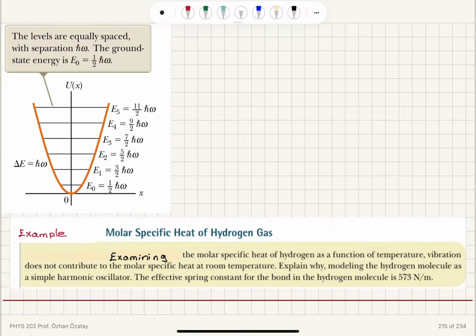Now we will look at an example, molar specific heat of hydrogen gas. Examining the molar specific heat of hydrogen as a function of temperature, we see that the vibration does not contribute to the molar specific heat at room temperature. Explain why, modeling the hydrogen molecule as a simple harmonic oscillator, the effective spring constant for the bond of the hydrogen molecule is 573 newtons per meter.